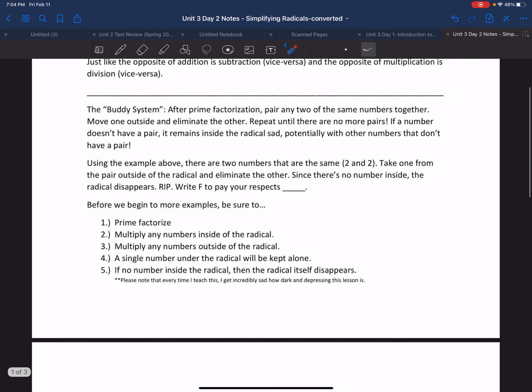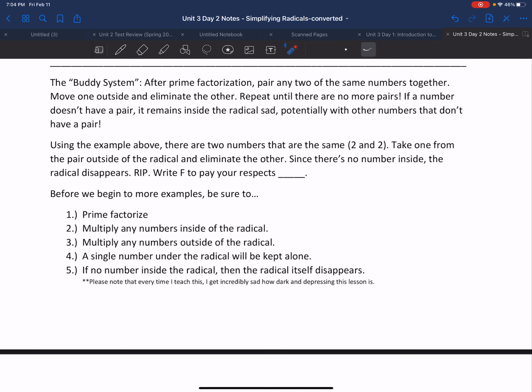Okay. Before we begin 2 more examples, be sure to prime factorize. Multiply any numbers inside of the radical. Multiply any numbers outside of the radical. A single number under the radical will be kept alone. If no number is inside the radical, then the radical itself disappears.